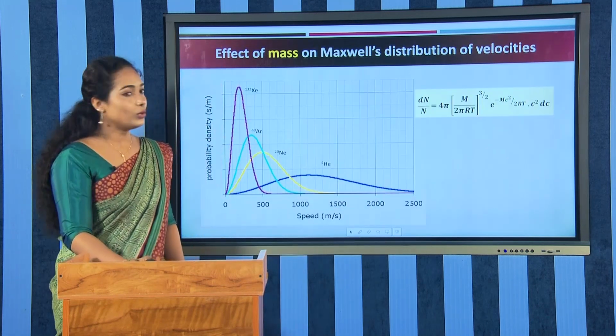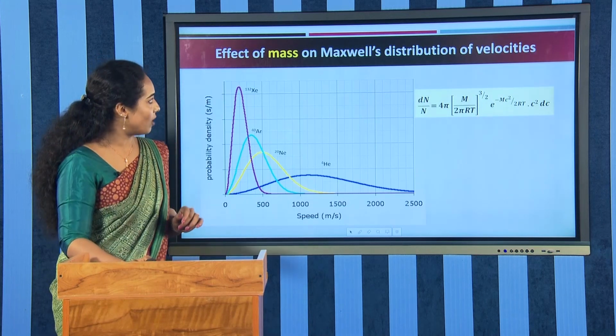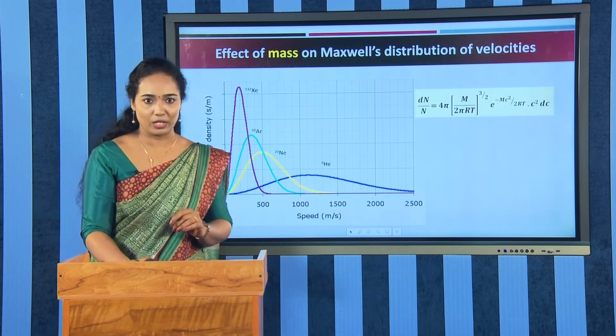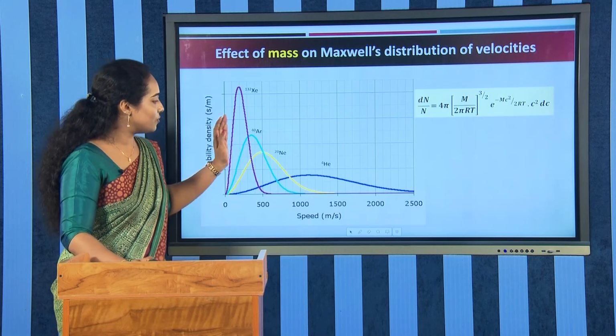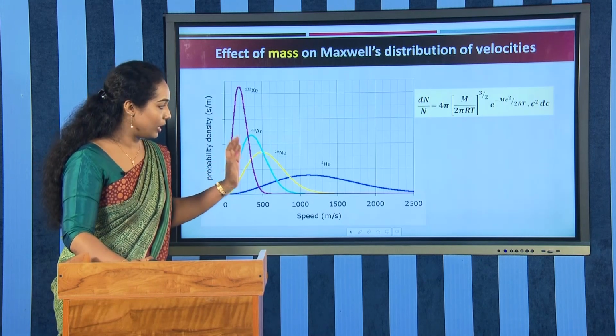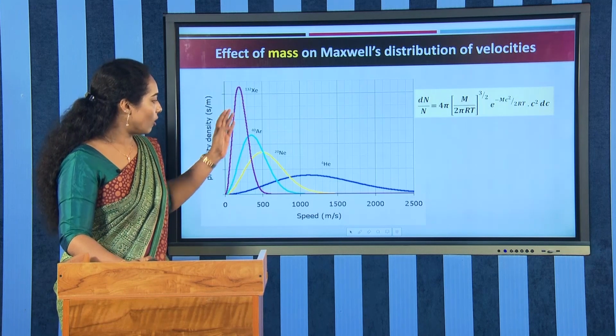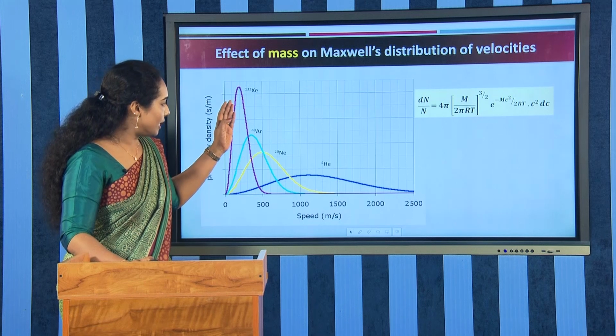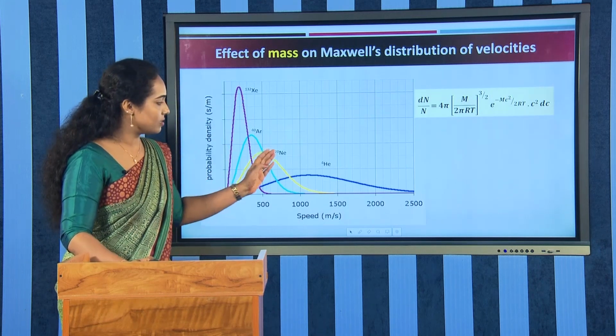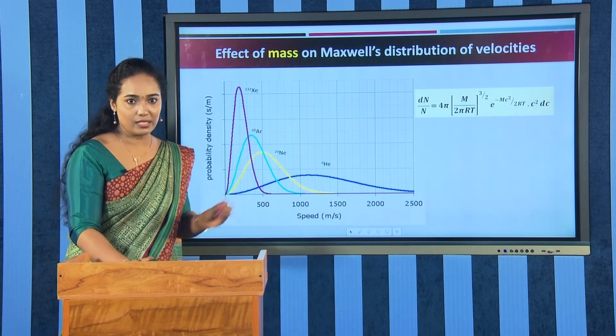Okay. Now, we shall look at the effect of mass on Maxwell's distribution of molecular velocities or the curve. Okay, here I have shown the examples of different noble gases with different masses. Here it is xenon, argon, neon and helium, and as you can see, from left to right, the mass is actually becoming smaller and smaller.